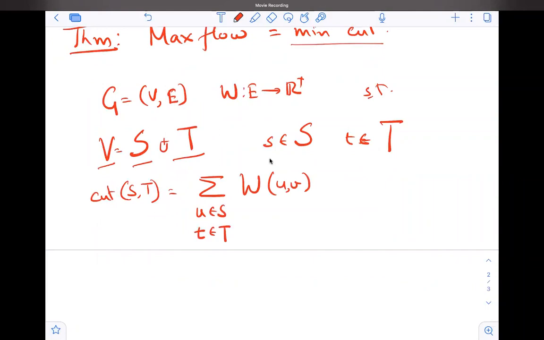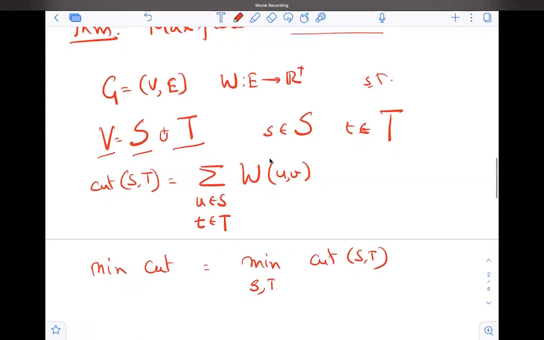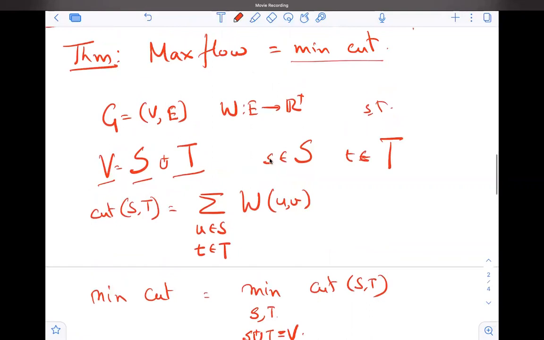Okay. Now, of course, min cut is the minimum cut of S, T over all possible S and T, right? Fine. I mean, for all S and T satisfying that S union T equals V. Good. So this is what min cut is.